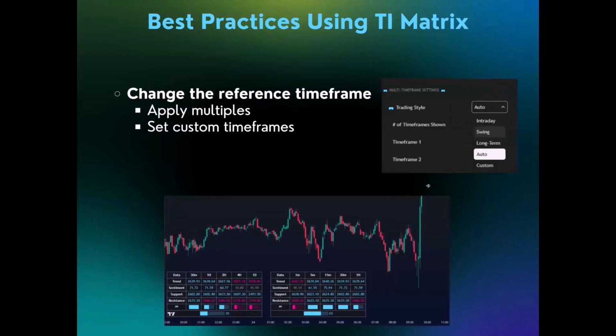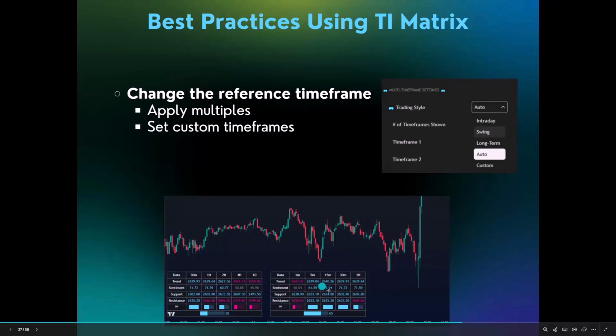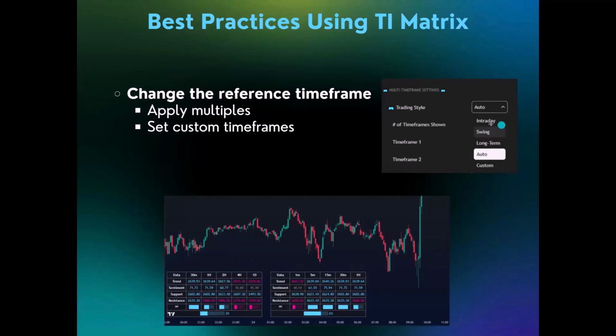Best practices again. Okay, so I'm going to speed it up a little bit. Change the reference time frame. So just be aware of this feature. By default, it's set to auto. So depending on the chart time frame you're on, it's going to automatically select certain higher time frames. So if you're on, I think, between the 1 minute and the 30 minute, it's going to select these time frames right here by default, the 1, 5, 15, 30, and 1 hour. And if you're on a higher time frame like the 2 hour, it's going to select these more swing trading time frames, but you can also customize them yourself.